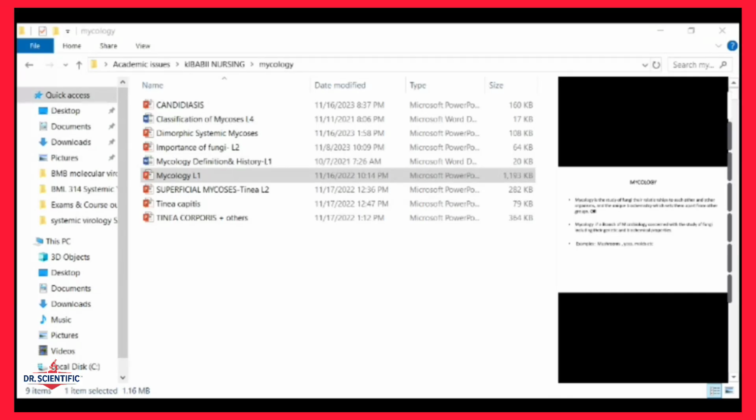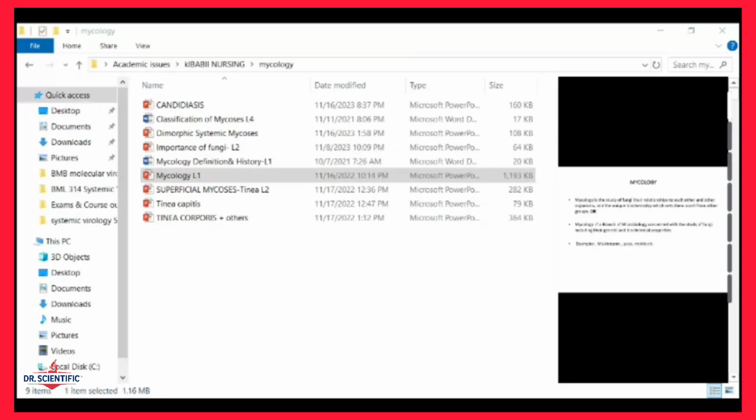Alternatively, you can say mycology is a branch of microbiology concerned with the study of fungi, including their genetic and biochemical properties. Examples of this group of microorganisms are mushrooms, yeast, molds, etc. Mycology dates back to around the 18th century.